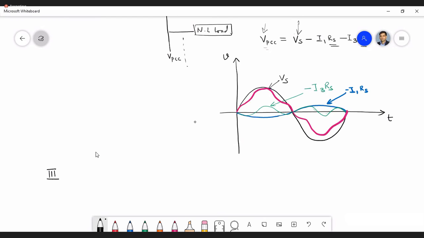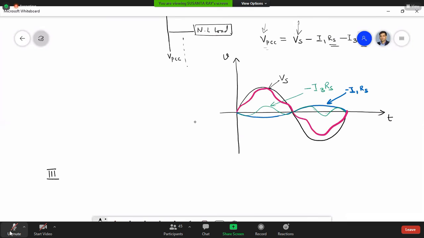Yes, sir. Yes, sir. Now, sir, what was the point number 3? Can you recall the point number 3? Problem related to line equipment. Yes.